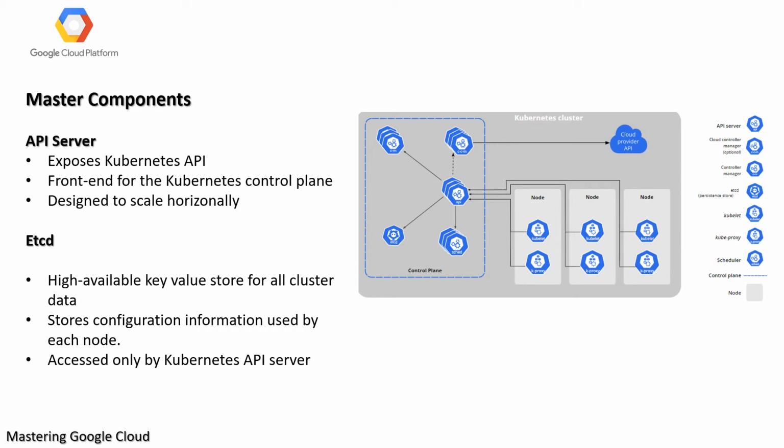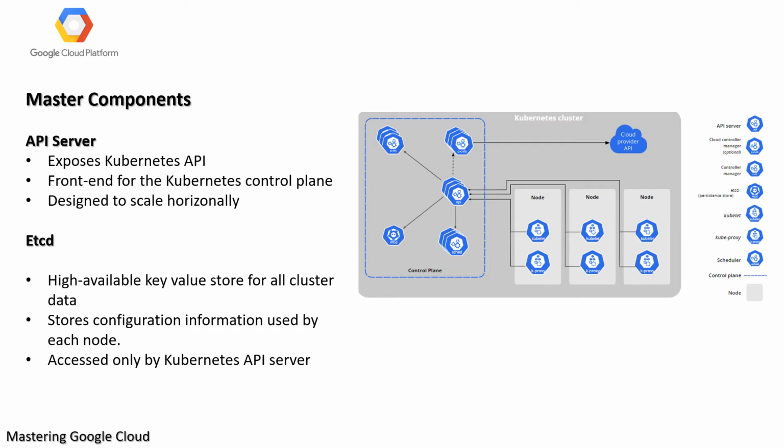The API server is a component of the Kubernetes control plane that exposes the Kubernetes API. It provides all of the operations on the cluster using the API. The API server is the front end for the Kubernetes control plane. It is designed to scale horizontally, that is, it scales by deploying more instances.